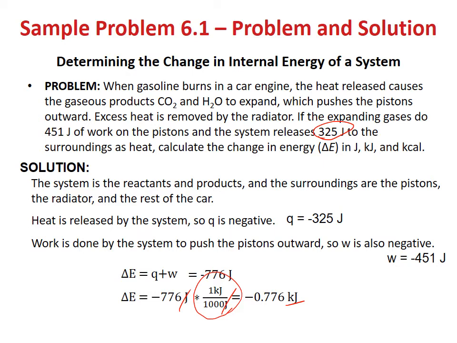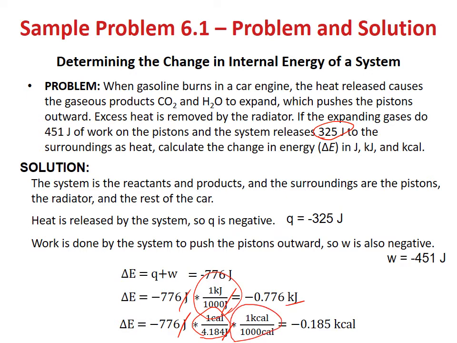0.776. To convert to kilocalorie, we first change to calorie, because 1 calorie is 4.184 joule, so that gives you calorie, and then change to kilocalorie, 1 kilocalorie is 1000 calorie. So you divide by 1000. That gives you negative 0.185 kilocalorie.